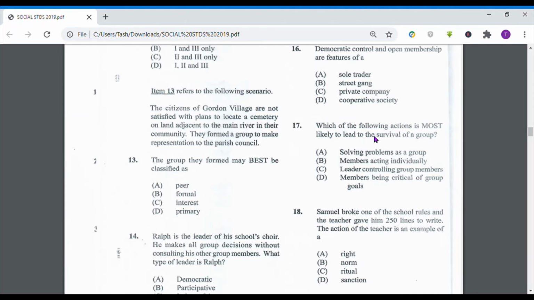Number 13. The citizens of Gordon Village are not satisfied with plans to locate a cemetery on land adjacent to the main river in their community. They formed a group to make representation to the parish council. The group they formed may best be described as. Alright, so what these people have in common is an interest. So that kind of group would have been an interest group. So for number 13, your answer would have been letter C.